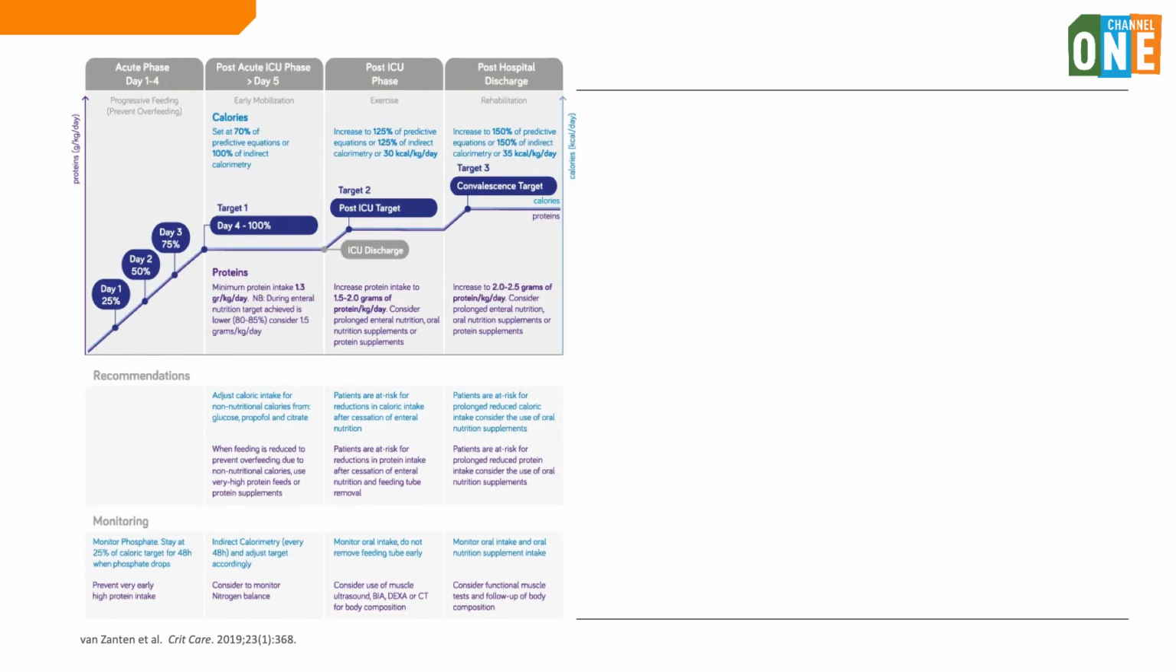In this graphic are practical guidelines for nutrition support from the acute phase all the way to the post-discharge phase. The acute phase, which is days 1 through 4, and the post-acute ICU phase is greater than 5 days. This is where you'll see early mobilization. It is in the post-acute ICU phase when many organizations perform indirect calorimetry as a protocol on day 4. Nutrition support is progressed to prevent overfeeding and to evaluate for refeeding syndrome.